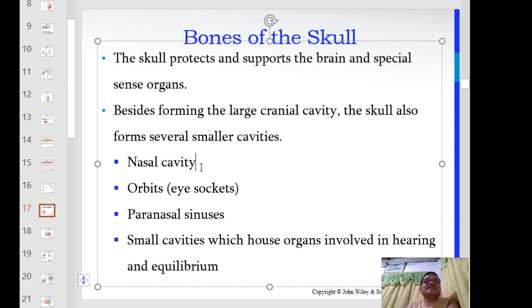This is the structure that is found on the skull. You have the nasal cavity, the nose, and the orbits, the eyes. The paranasal sinuses are found in this area, in the facial bone. Small cavities which house organs involved in hearing, the ears, and in equilibrium. So that is part of the skull.